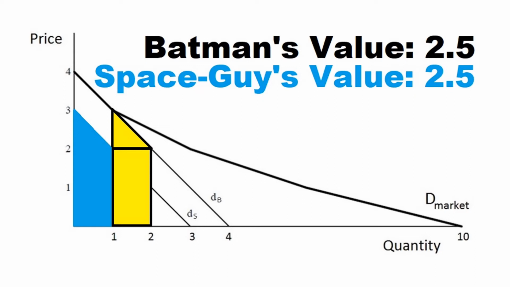So they each get 1 more. So Batman moves up to a total of 2, and Space Guy moves up to a total of 1. But now we have to think, who do we give the 4th beer to, the 4th of the 6 that we have to give out?